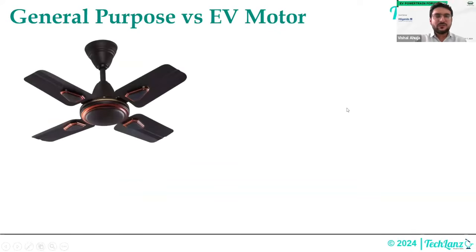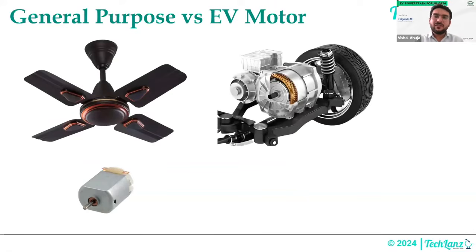First of all, the most common thing you see as part of your daily life is a fan motor. You might also have seen a toy motor, which is your simple DC motor. But how is an EV motor different from the normal motors we use in daily applications? We have an electric powertrain. So what makes it so unique?